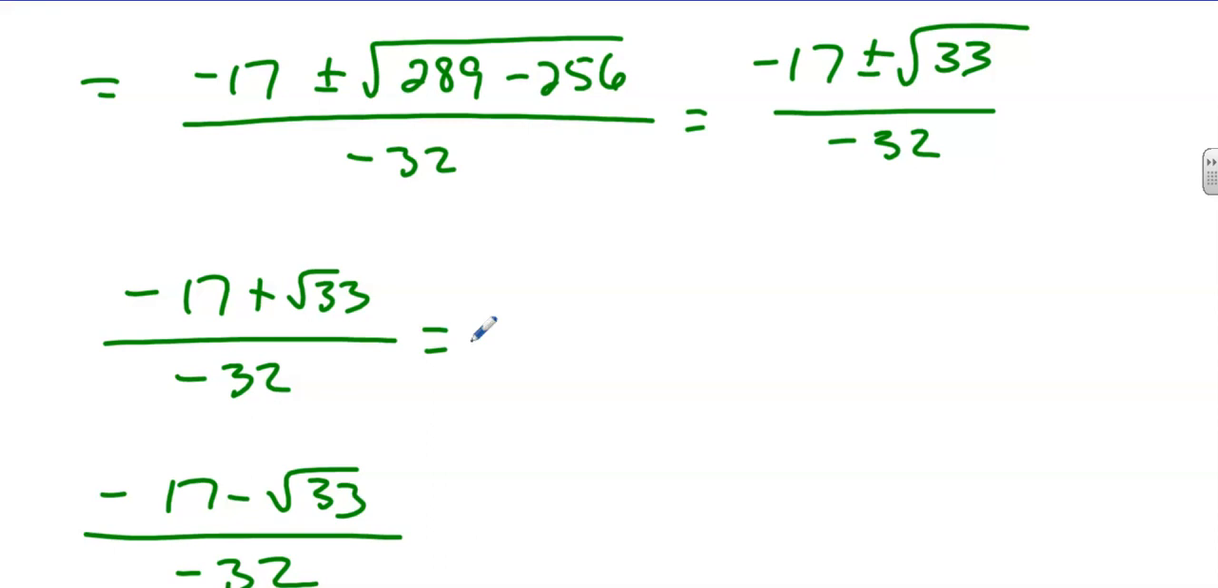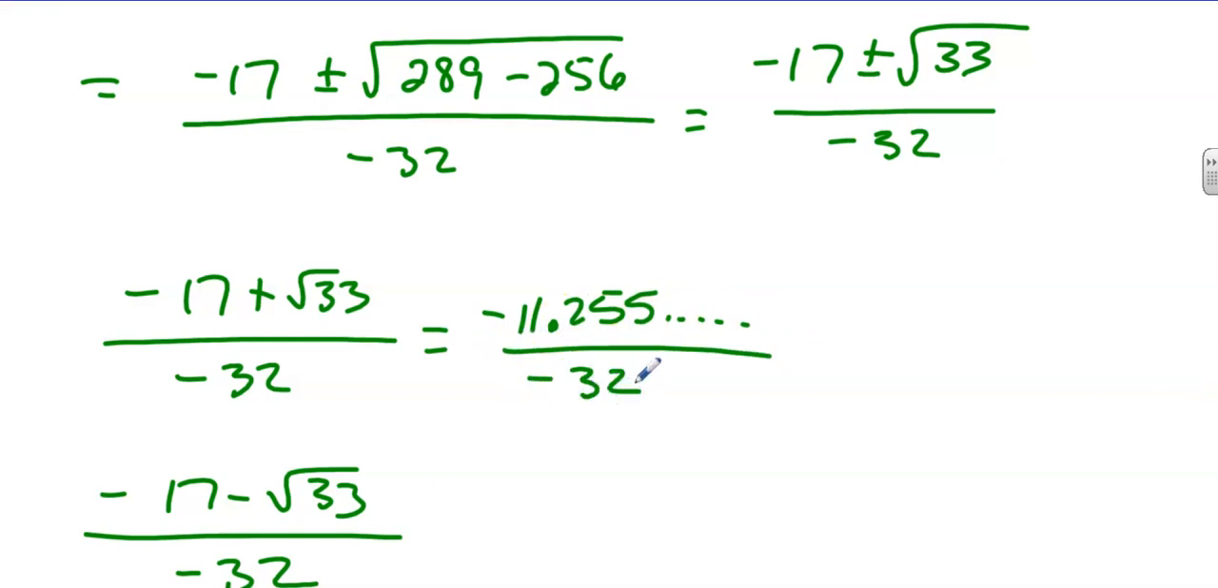Negative 17. That's negative 11.255 something something something goes on there. Divided by negative 32. That comes out to be rounded to the hundredths place. That's 0.35.